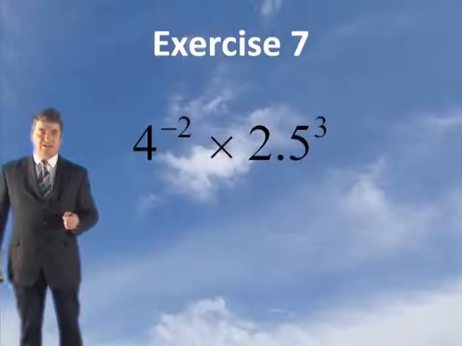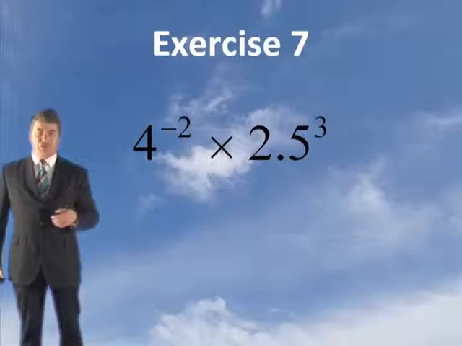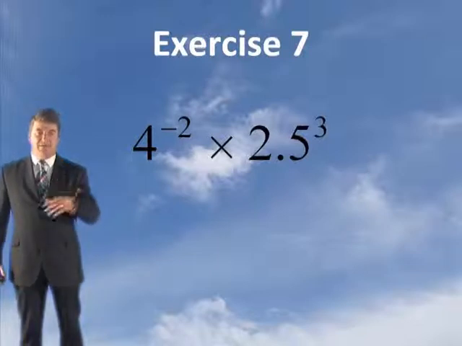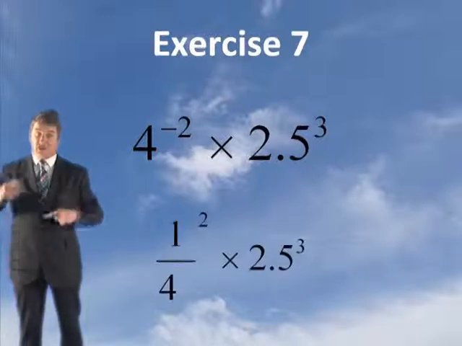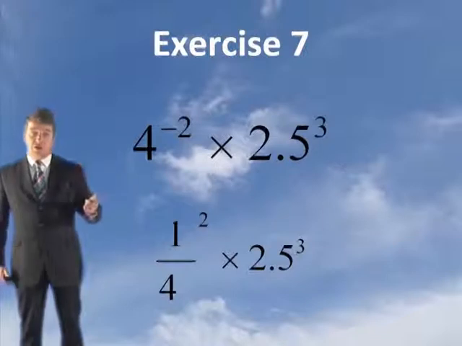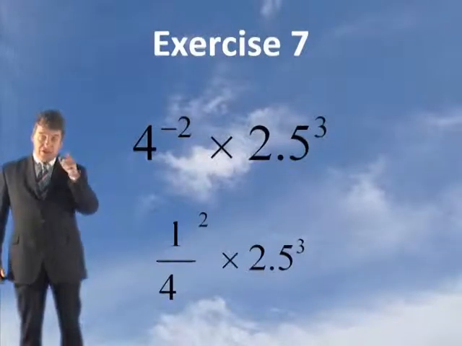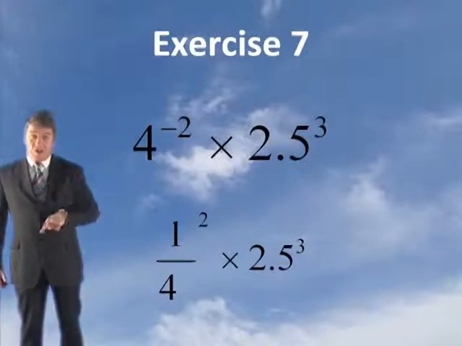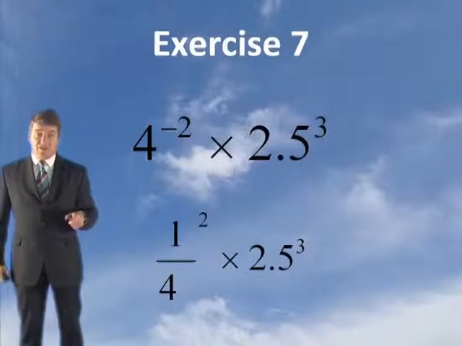Right, determine these then. Let's have a look at determining these. 4 to the power of minus 2 multiplied by 2.5 to the power of 3. The first thing to do, because there's a minus number there, is invert it. 4 to the power of minus 2, flip it over, gives you a quarter squared, which is 1 divided by 4 times 4.